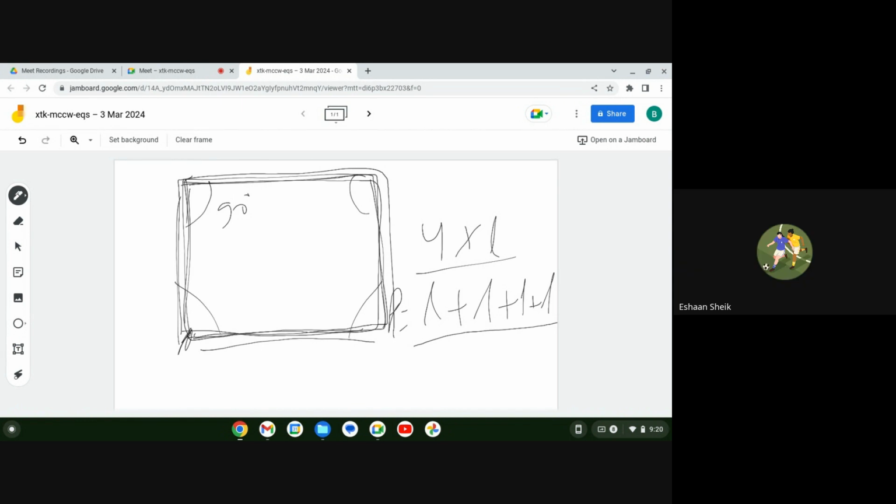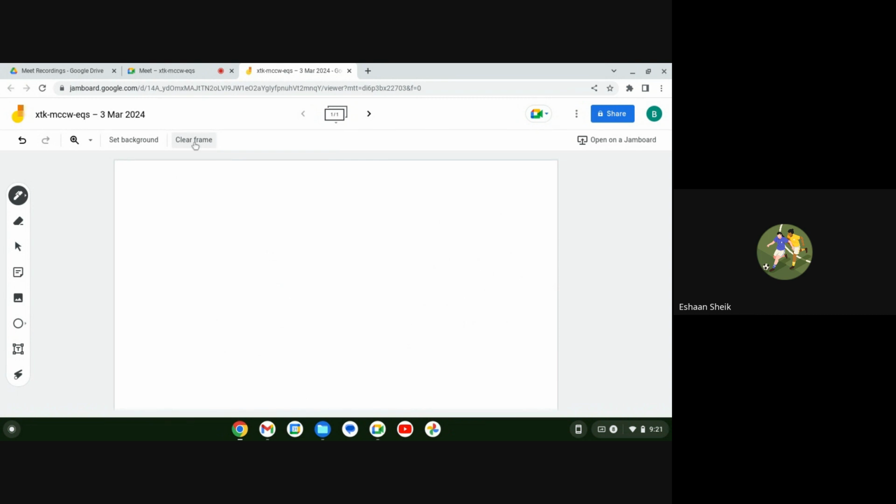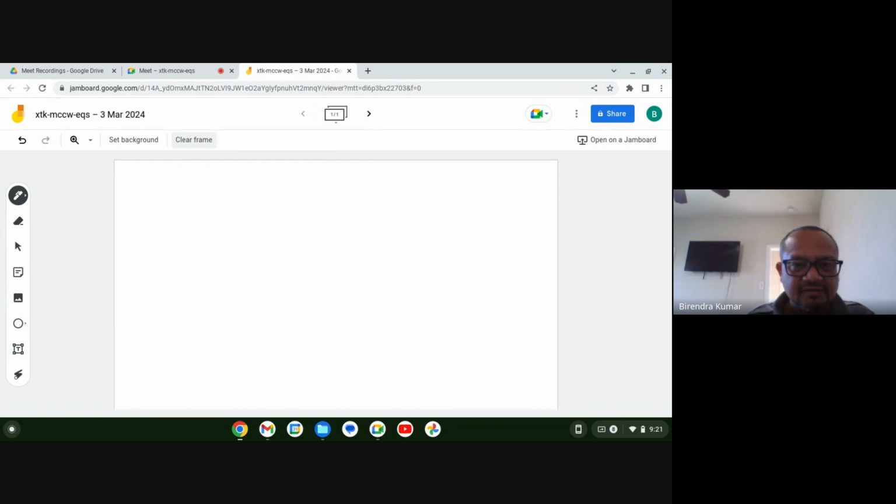Yeah. But won't every square have different lengths and widths? Isn't the perimeter of a square not all the same? Doesn't it matter how big it is? Yeah, it does matter, right?